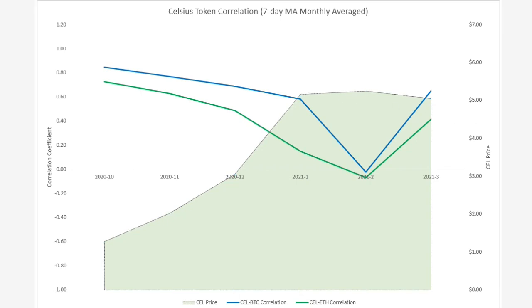So it doesn't imply too much. I think it's just an interesting observation, and obviously it is all relative. It is just comparing Bitcoin against Ethereum on their correlation with CEL.